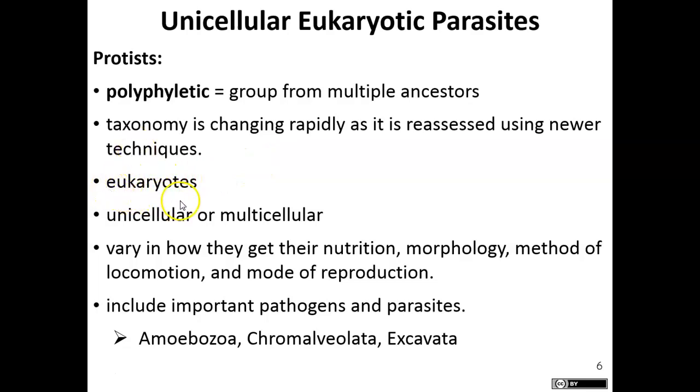All protists are eukaryotic. They are, in general, unicellular, but they can be multicellular. They vary in how they get their nutrition, what they look like, as well as how they get around. The groups that are important pathogens are your groups Amoebozoa, Chromalveolata, and Excavata.